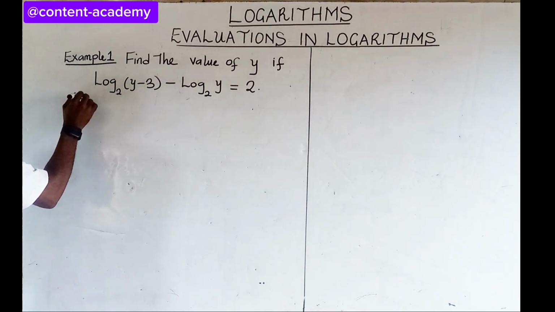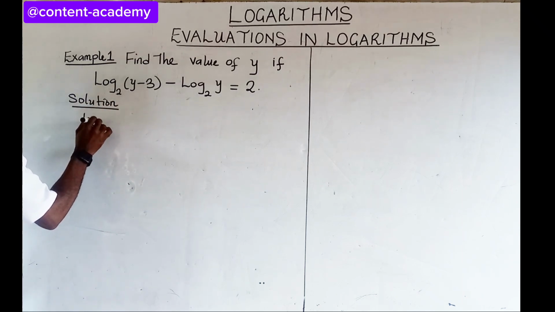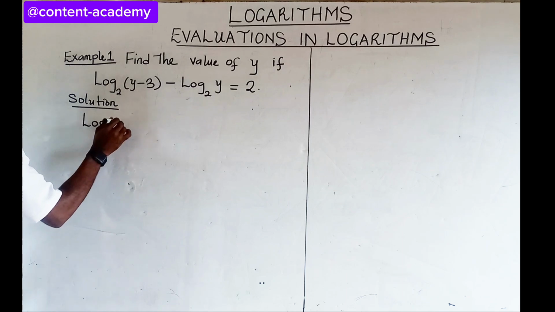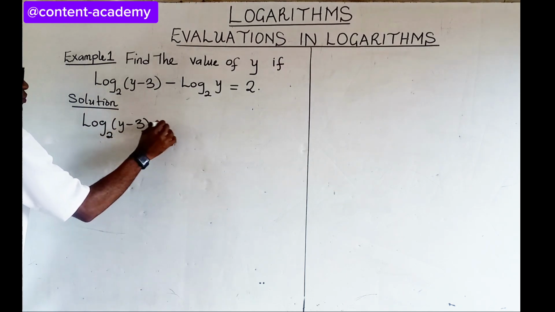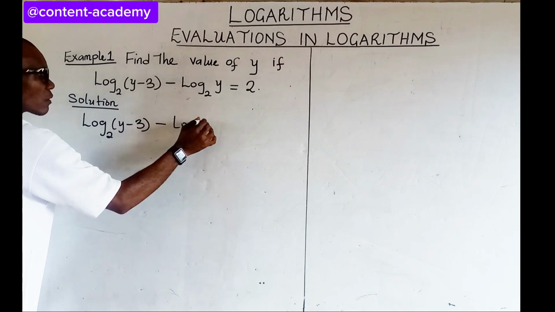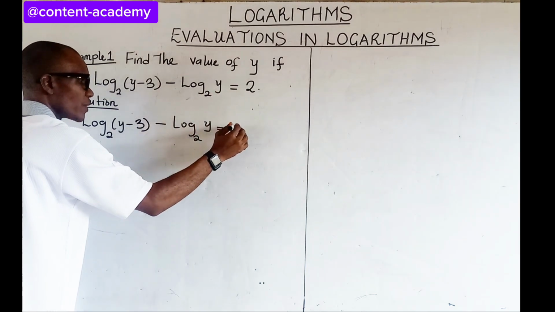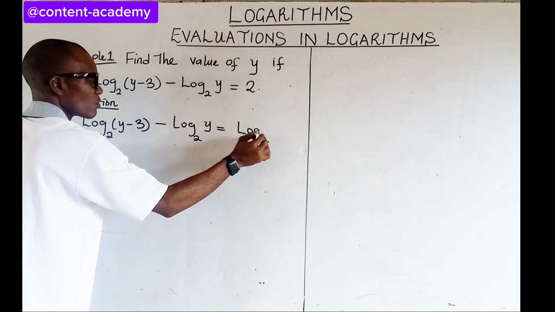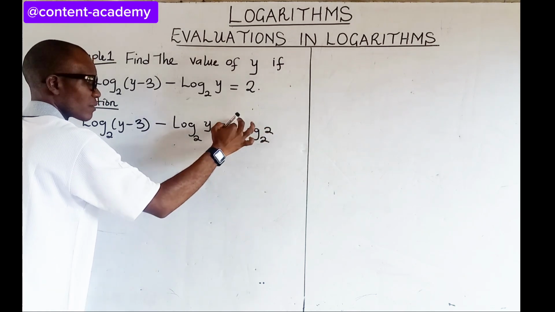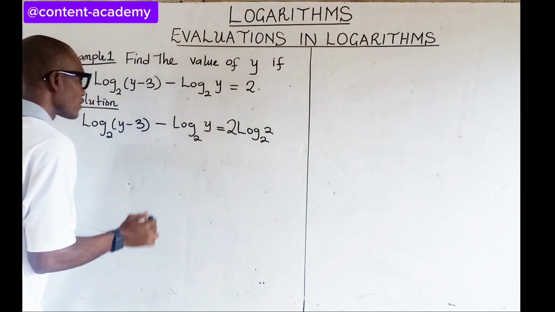So for me to find the value of y, write here: solution. Log y minus 3 minus log y base 2 is equal to, we put this in log base 2, which is log 2, we have 2 here. The whole of this is 1. So we'll bring this 2 on this side.